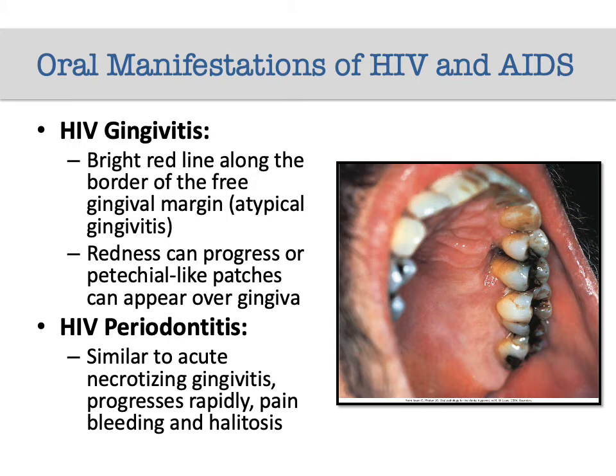HIV periodontitis is similar to acute necrotizing gingivitis. It progresses very rapidly and results in pain, bleeding, and halitosis.